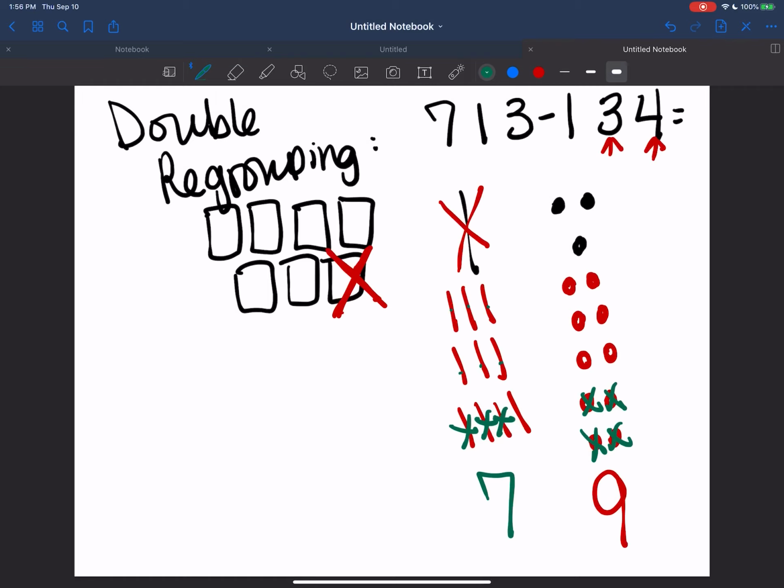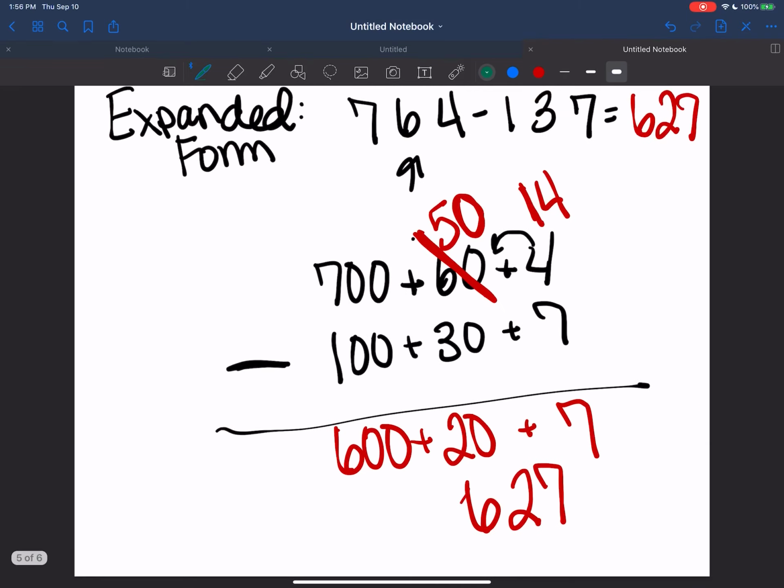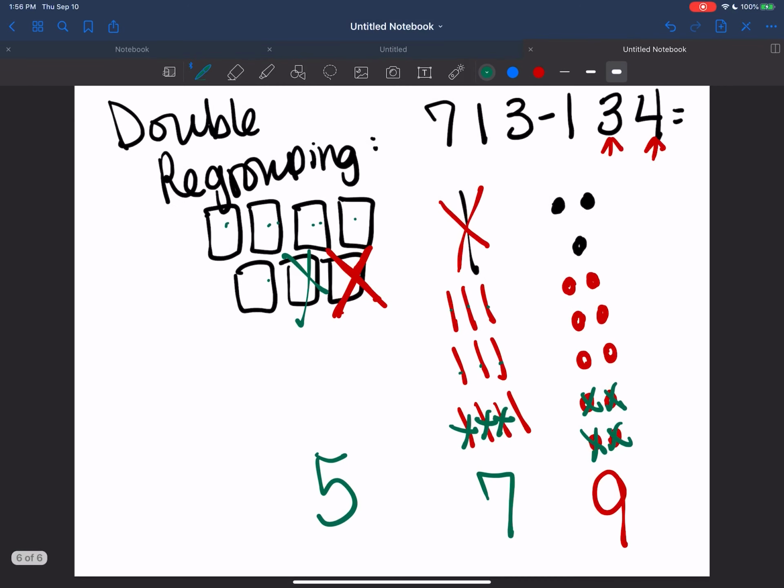Now I move to my hundreds. 6 hundreds now minus 100 leaves me with 1, 2, 3, 4, 5. 579. And that will be my difference.